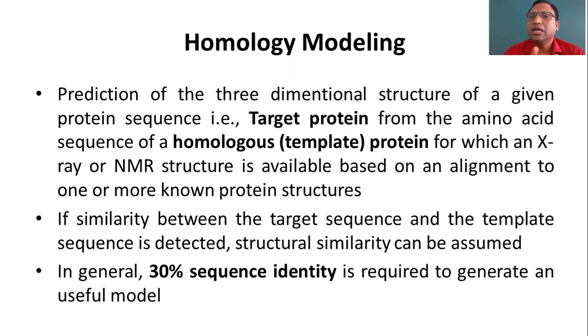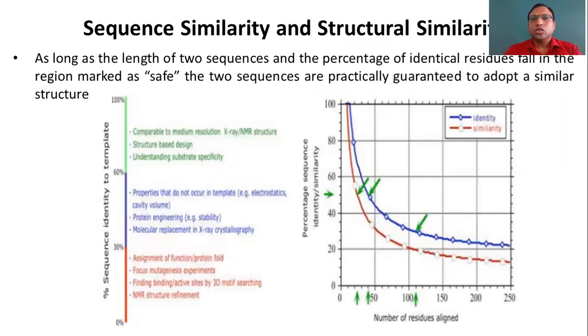So in general, 30% sequence identity is required to generate a useful model. So 30% is required, that is, similarity has to be there in the sequences. Based on that, the structure can be made here. So if you see in detail here, what is the sequence similarity and the structural similarity?